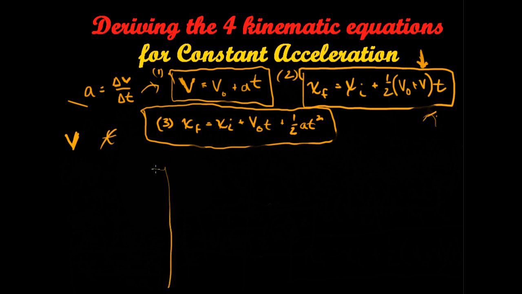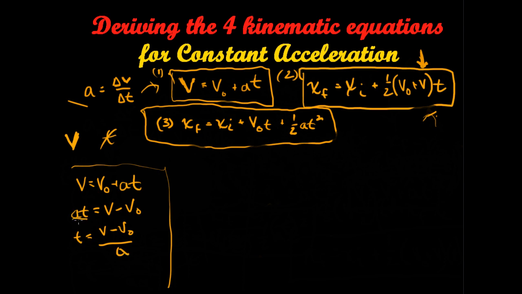So let's begin. Final velocity is equal to the initial velocity plus acceleration times time. So we're going to solve for t here. Acceleration times time is equal to the final velocity minus the initial velocity. Time is equal to the final velocity minus the initial velocity over acceleration. All I did there was divide each side by a. So this is what we're going to use to plug into the second kinematic equation in order to get rid of the time variable within our expression.